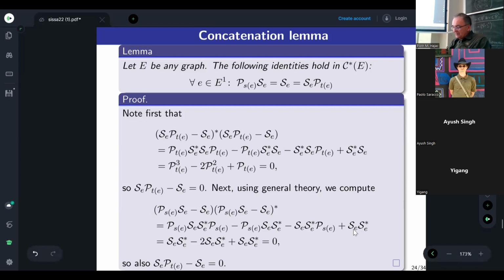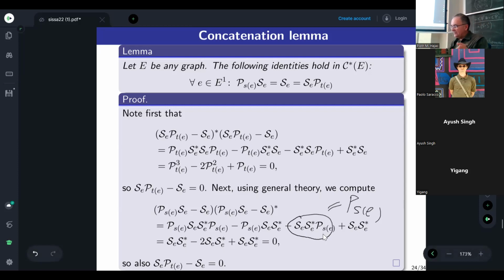Okay. But now I can argue as follows. Remember that we are in this calligraphic C-star algebra. So we know that s_e s_e star is a subprojection of p_s(e). So now by this difficult part of the equivalence, I know that the inequality implies equality in multiplication. I know that this guy multiplies to p_s(e), because I assume that s_e s_e star is less than or equal to p_s(e).